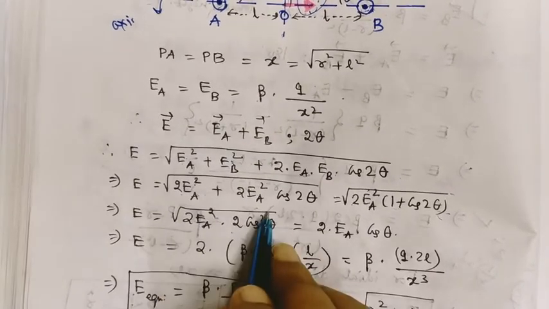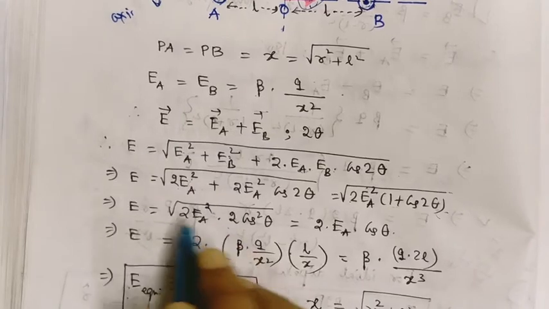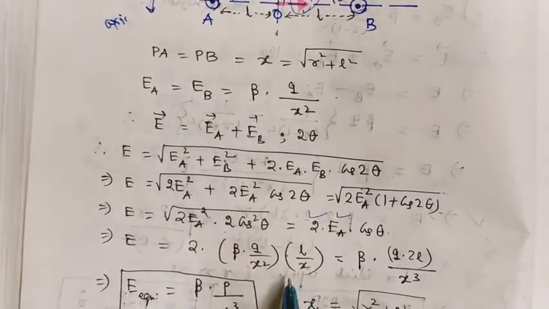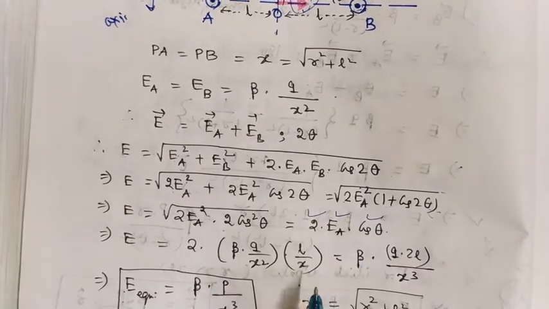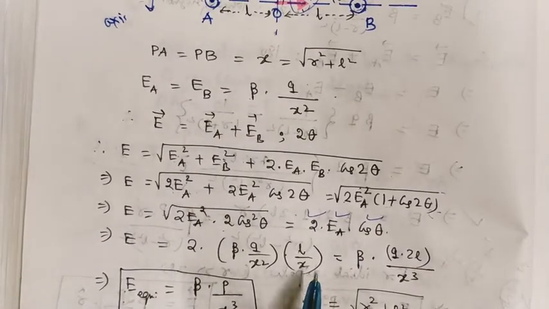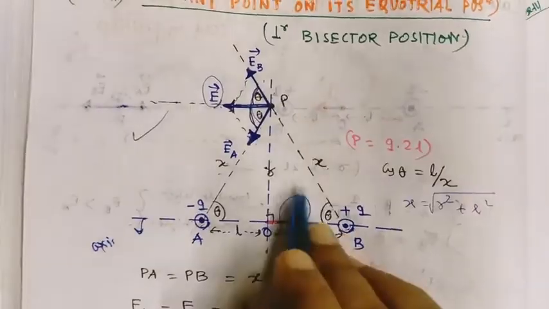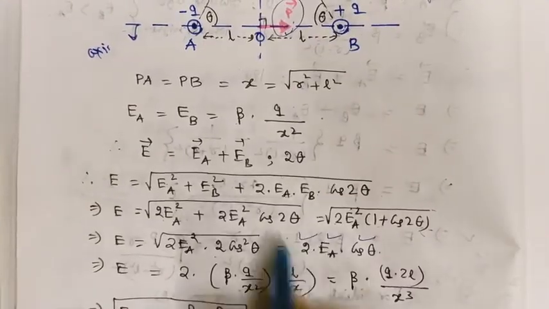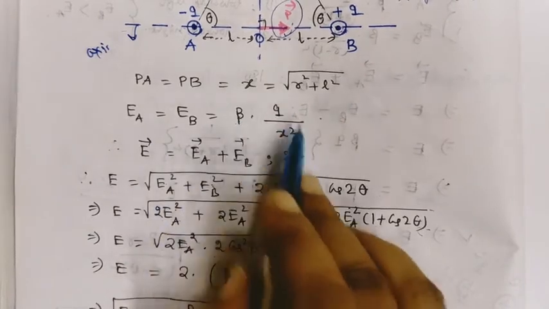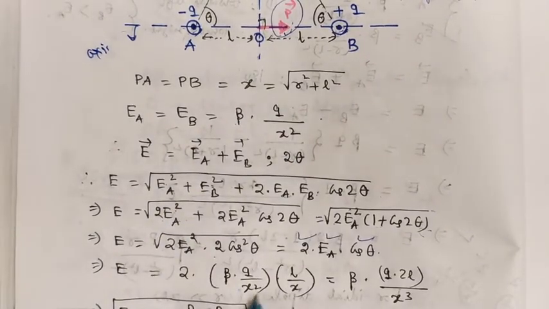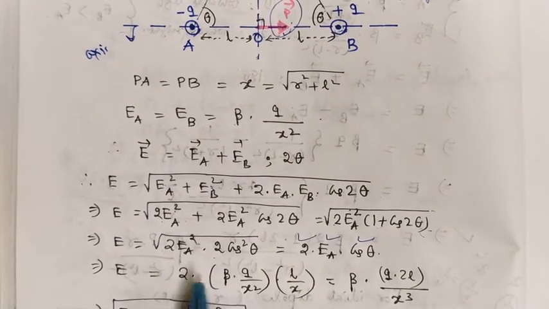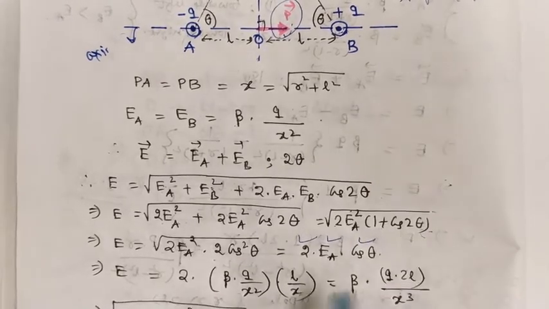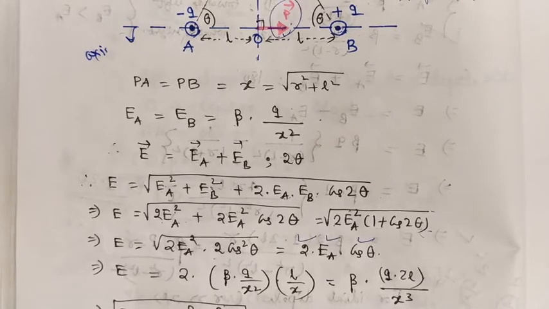Then we have taken root over. Out of 2 2's, that is only 1 2. EA square, that is only EA. Cos square theta is written as cos theta. From the right angle triangle, we have written that cos theta is equal to L by x. So I have put here L by x. And EA and EB is beta q by x square. I have put here. Beta taken outside. Q into 2L kept in a single bracket. It represents dipole moment P. Beta P by x cube.